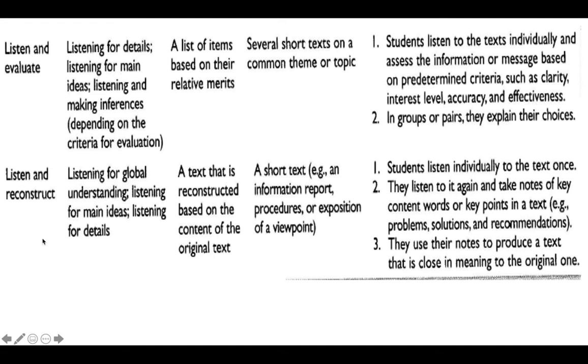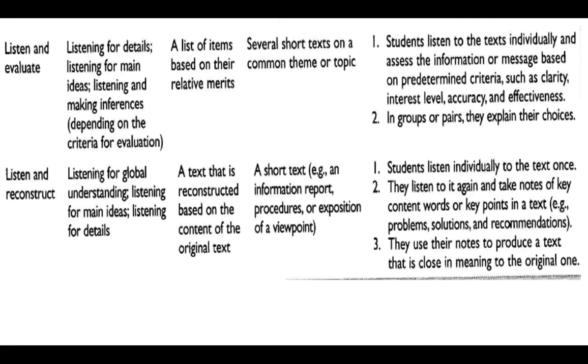So the other task is listen and reconstruct. Listen and reconstruct. So recreating. The skills: listening for global understanding, listening for main idea, and listening for details. The product: a text that is reconstructed based on the content of the original information. Material that you can use: a short text, such as an information report, procedure, or exposition of a viewpoint.